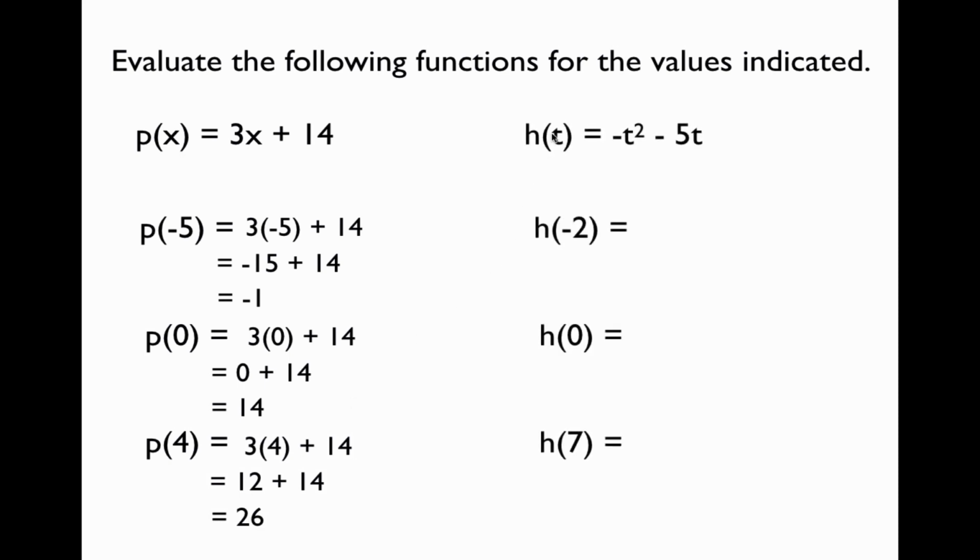Here's a function h of t, and it follows the function rule negative t squared minus 5t. So what I'd like you to do is pause the video and try to evaluate what h of negative 2, h of 0, and h of 7 might be. Pause the video now. All right, let's see how you did.